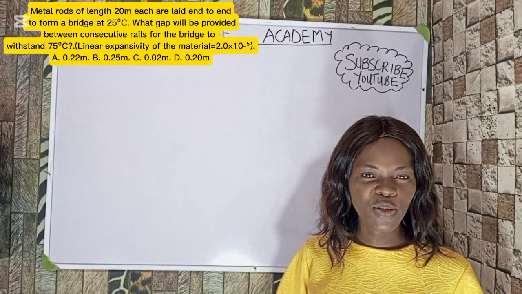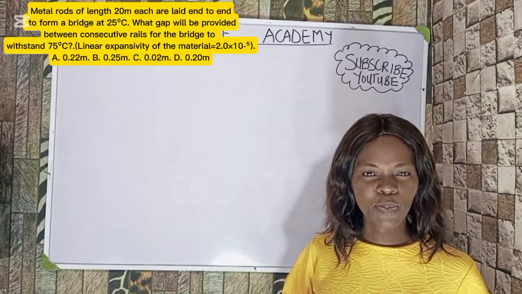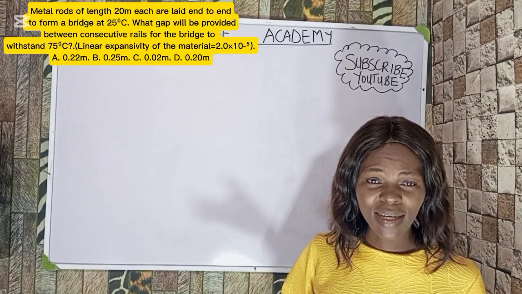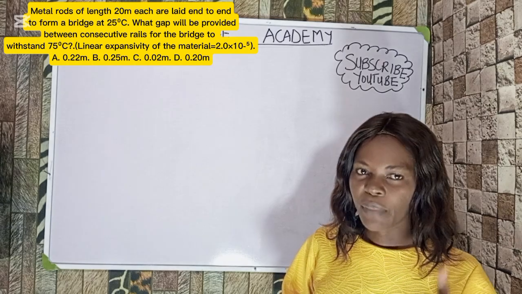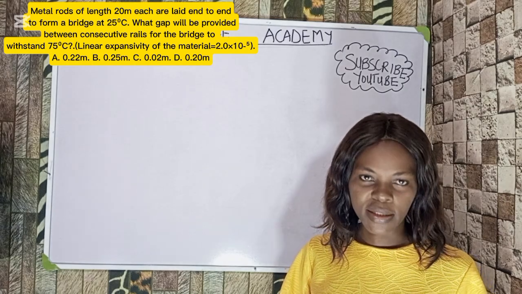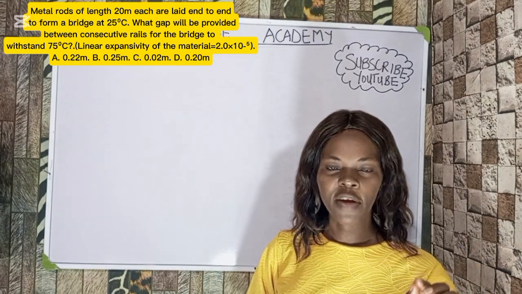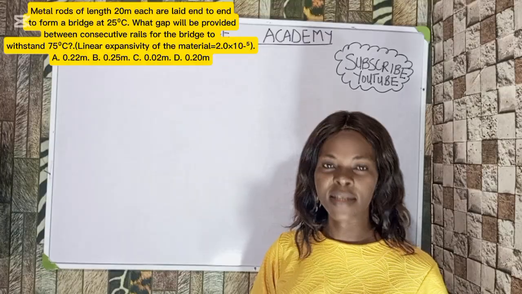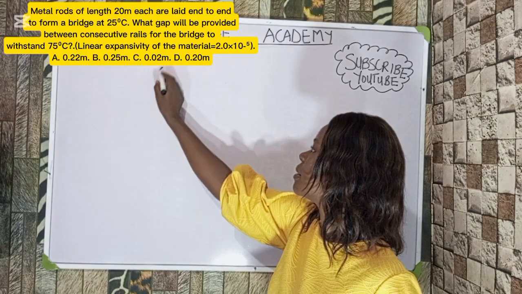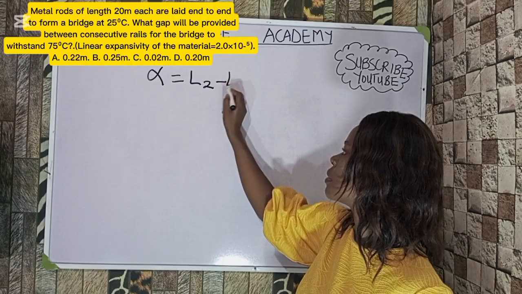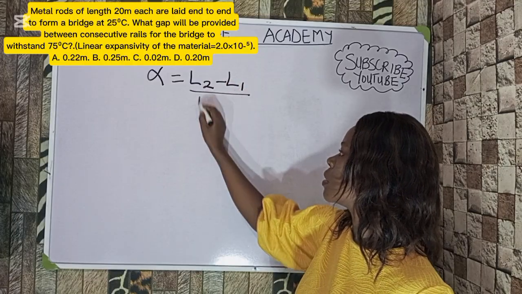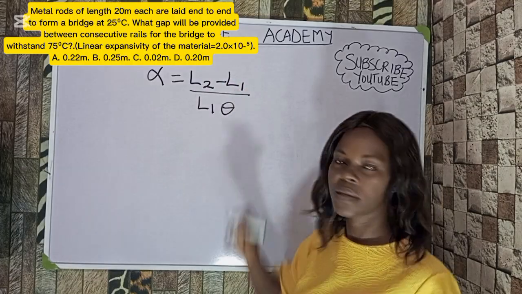Now, this particular question is talking about linear expansivity. So what is linear expansivity? Linear expansivity is the increase in length per unit length per degree rise in temperature. So now alpha, which is the linear expansivity, is given by alpha is equal to L2 minus L1 all over L1 theta.